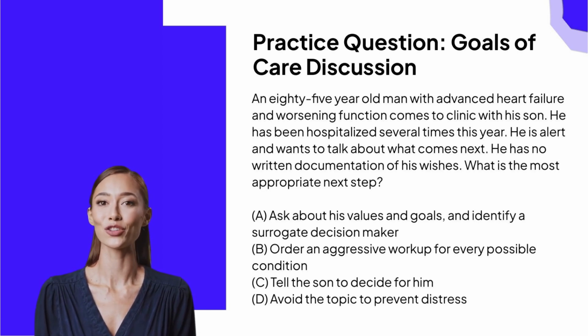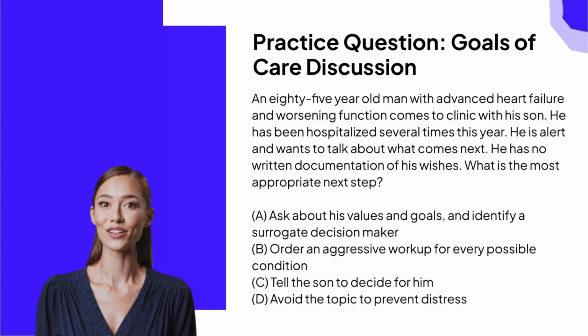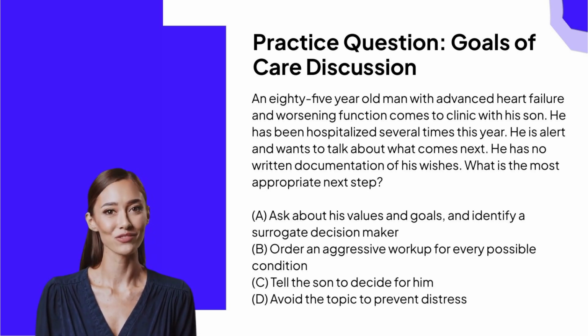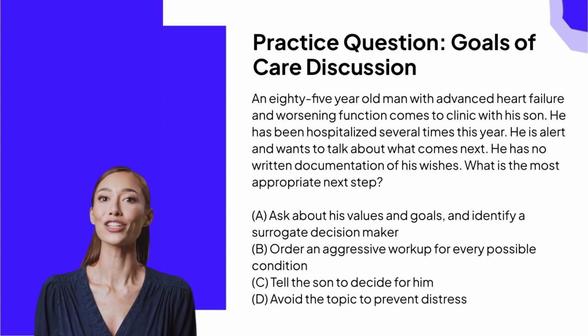The options are: choice A, ask about his values and goals and identify a surrogate decision maker. Choice B, order an aggressive workup for every possible condition. Choice C, tell the son to decide for him. Or choice D, avoid the topic to prevent distress. Notice that the patient is alert and is actually inviting the conversation. We will walk through it next.